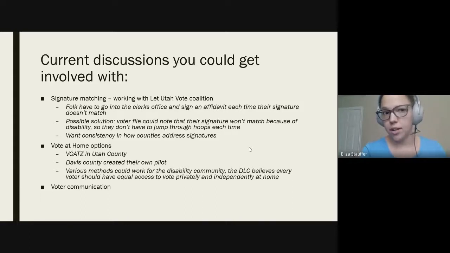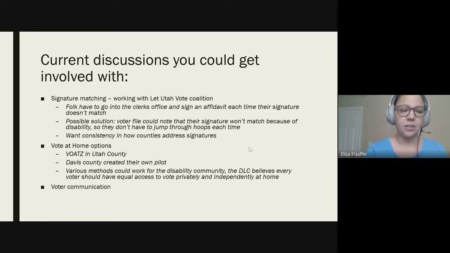One which you may or may not have heard of is surrounding signature matching. For those of you who aren't familiar with this, it's essentially the process by which when voters sign their ballots, their signature on the ballot is checked against signatures on record. So that's typically on either a driver's license or any sort of ID. But as we know, some people have difficulty writing the same way each time. And that's created in the past a system where it's not uncommon for voters with disabilities to have to go in each election to the clerk's office and sign an affidavit each time their signature doesn't match.